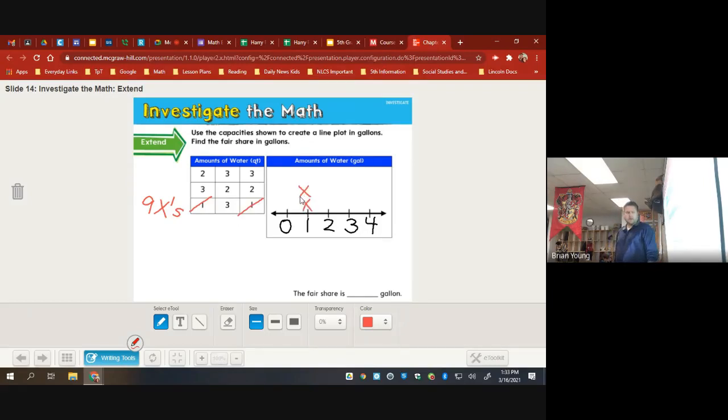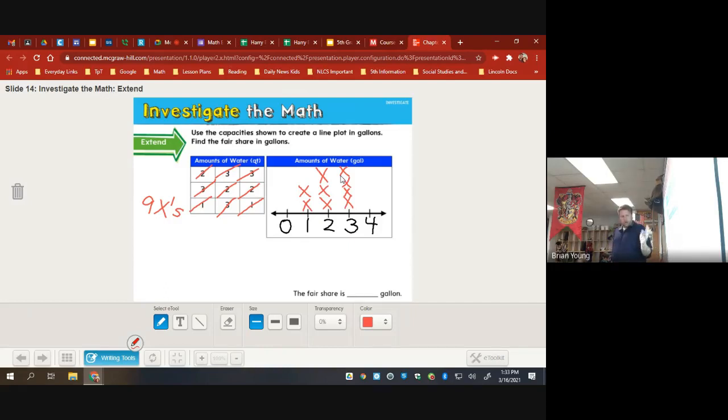How many 2's are we going to mark? 3. 1, 2, 3. Easy enough. How many 3's are we going to mark? 1, 2, 3, 4. So we're going to mark those off so that we know we've used all of them. So again, how many X's are there? There's 9 total, right? Yeah.